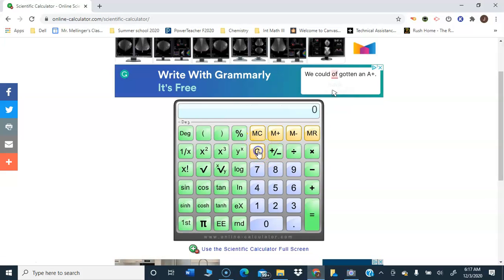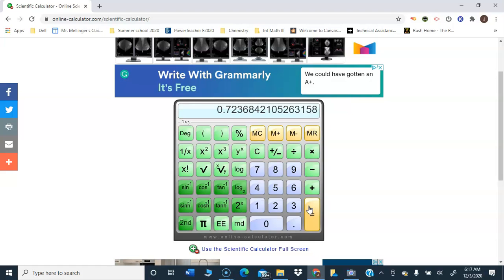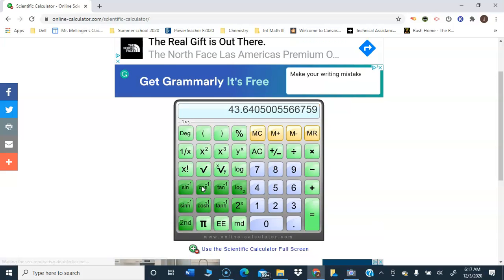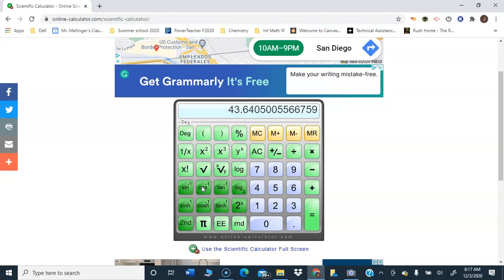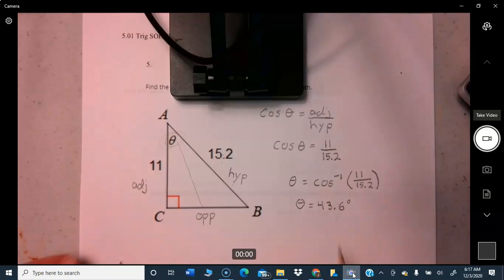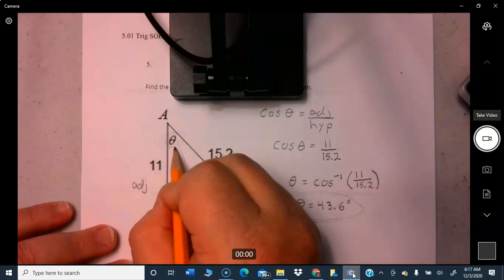Let's clear it. We have to go to the second function down here. First we need to go to second because we need an inverse cosine. And the numbers that we're going to put in are 11 divided by, click the divided by sign, 15.2, and I hit equals, gives you that. And now you come up here where it says cosine minus 1, where the arrow's going around there, and you click on that. And it gives you 43.6. So theta equals 43.6 degrees. Theta equals 43.6 degrees, so that's what this angle is right here.